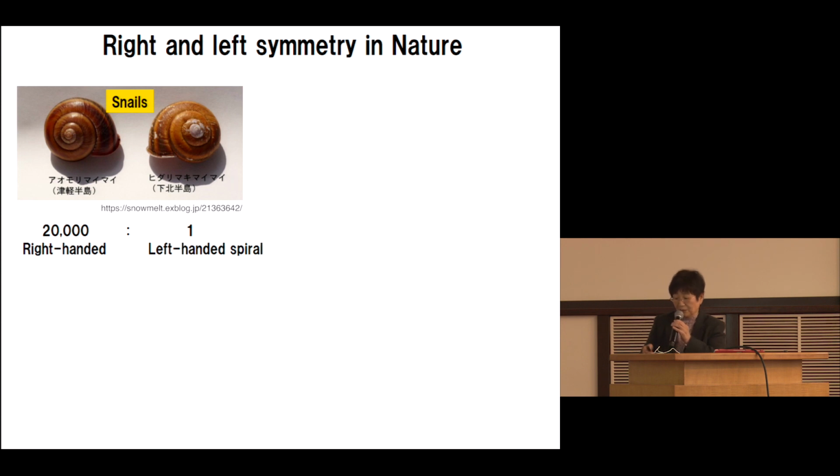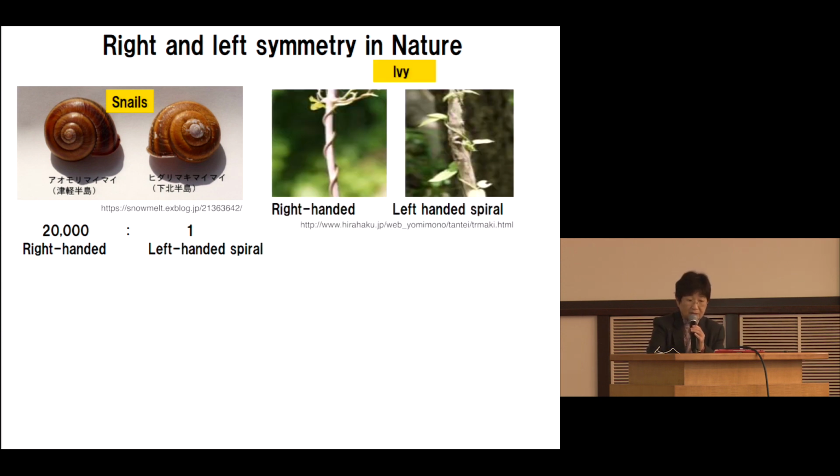Right and left asymmetry exists in nature. Here is a right-handed snail, and this one is a left-handed snail. The population of right-handed spiral structure is greater than that of left-handed spiral. And here is an example of ivy. This one is a right-handed spiral, and this one is a left-handed spiral. The orientation of the spiral depends on the species of the ivy.